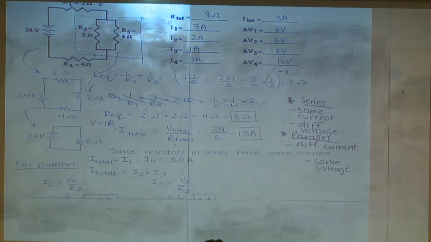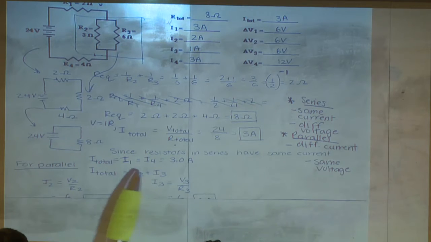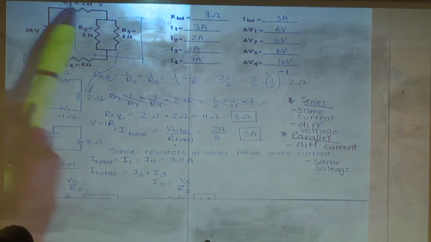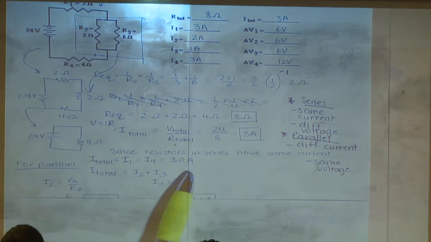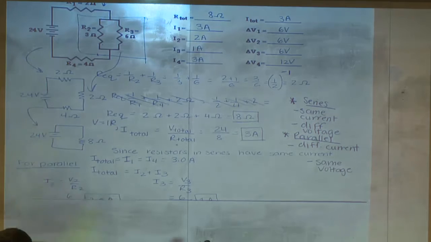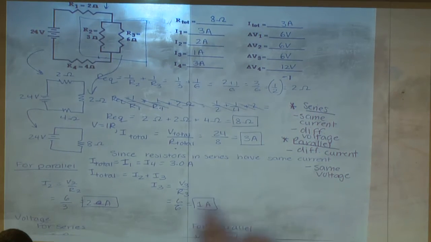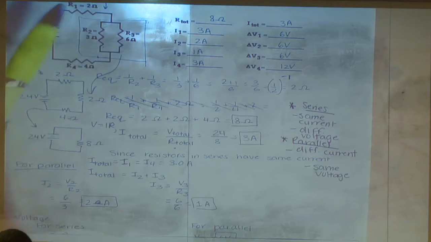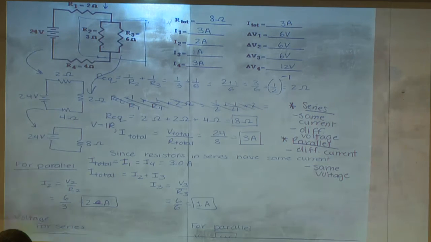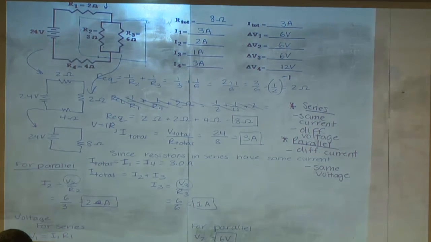Okay. That being said, we know the current passing through resistors 1 and 4 is going to be 3 amps, which is the same as the total current because there's no drop in here. So if we were to calculate the currents in these two resistors, we're going to have to find the voltage first, right?